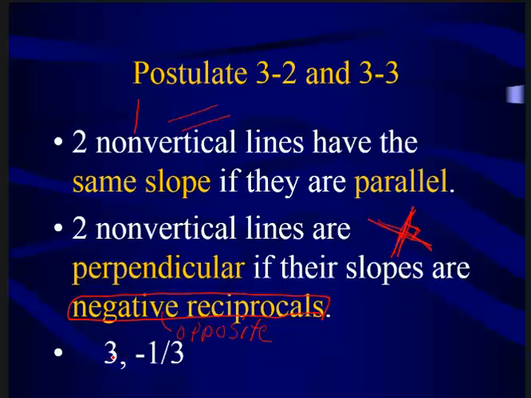So 3 and negative 1/3 are opposite reciprocals. Remember, a 3 can be turned into a fraction. Any whole number can be turned into a fraction by putting it over 1. So if I want the negative or opposite of that, it would be negative 3 over 1. And then I have to flip it. That's what reciprocal means. So it becomes negative 1 over 3. So 3 is where we started. To get the slope of the perpendicular line to that, I flip it and change the sign.